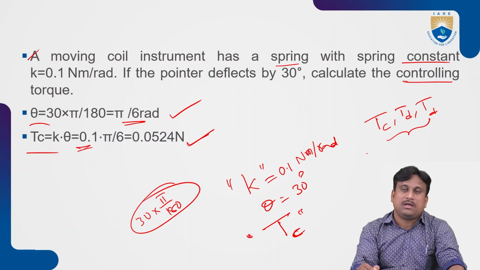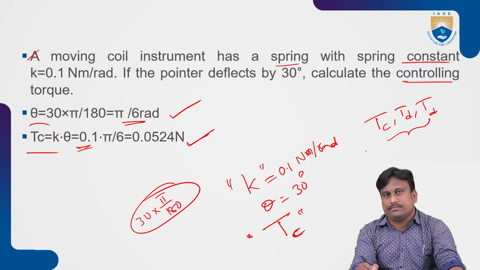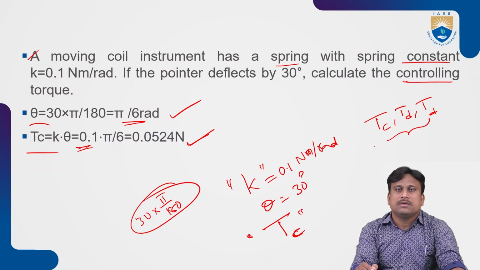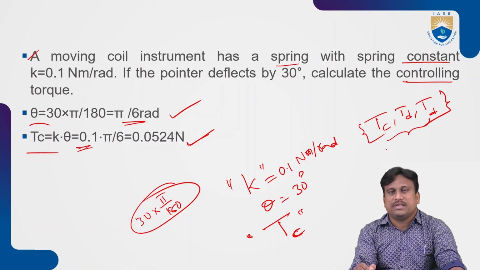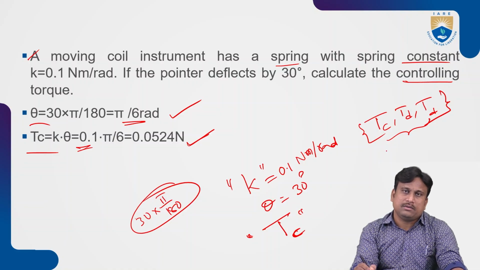All these phenomena are related only to analog instruments. These are not applicable to digital instruments. All these three torques are applicable to analog instruments, which contain a pointer and have a scale, by which we can generate the results. We must have these three torque phenomena, controlling torque, damping torque and deflecting torque. Then only can the pointer read the readings.